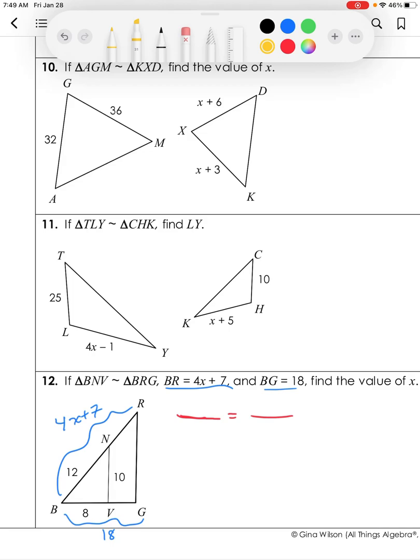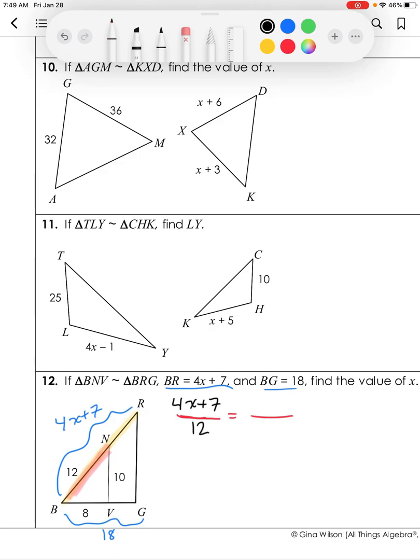Let's do the big triangle first. So the big triangle, this whole big side is 4x plus 7. That's the whole big side. And the smaller triangle that it matches up with is just right here, which is 12.